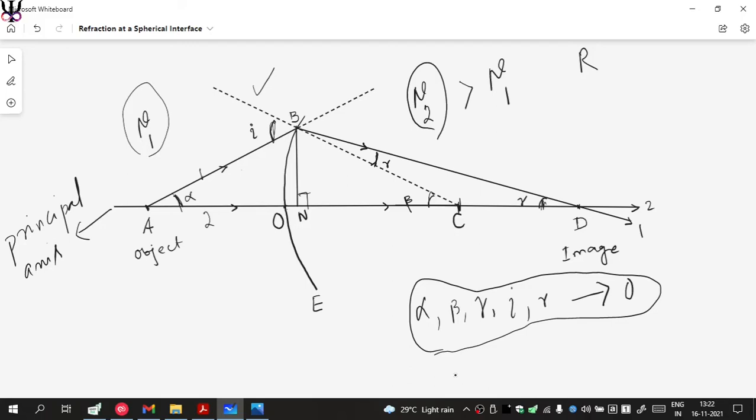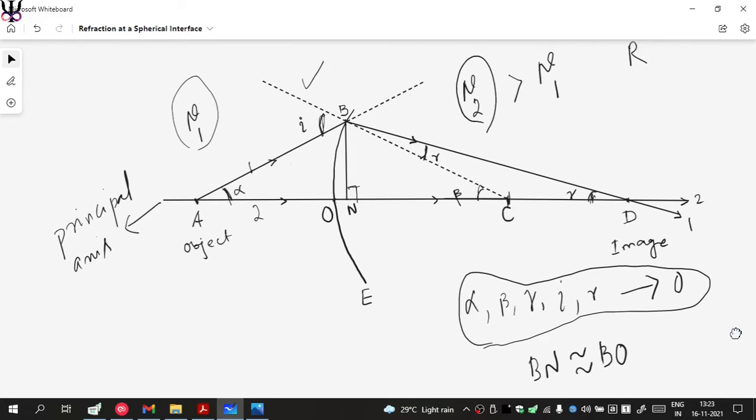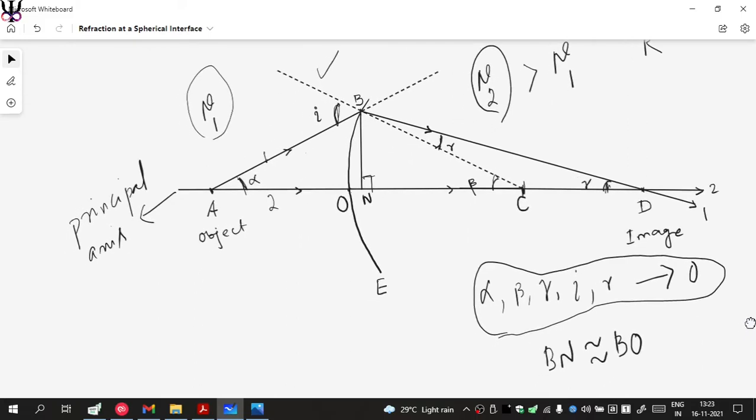That's the first approximation. And the second approximation is that BN is almost the same as BO. Okay, that's the second approximation, and we're good to go. We will be using the sign convention a little later. So first of all, let's find out the relationship between I and R, the angle of incidence and angle of refraction.